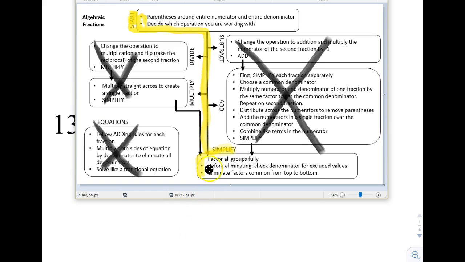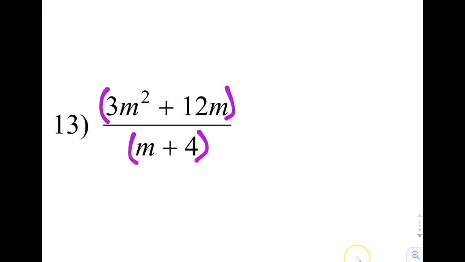Next step down here says factor all groups fully. So let's go ahead and factor this thing up. And if we look at the bottom, m plus 4 is fully reduced, but our top, when there's two terms like that, they both have things in common. We can take that common factor out front. They both have a 3 in them that you can divide by. They both have an m that you can divide by.